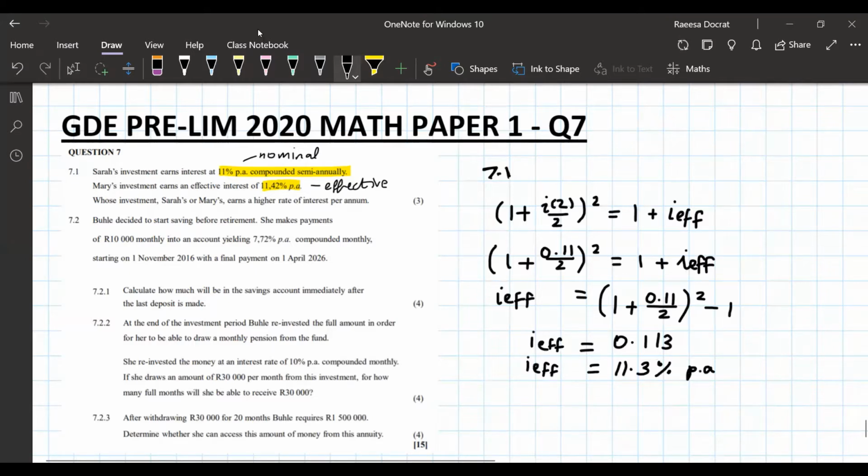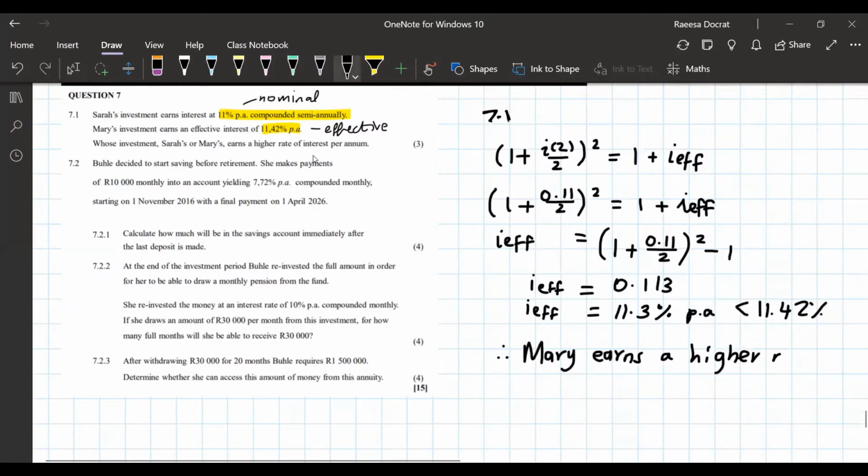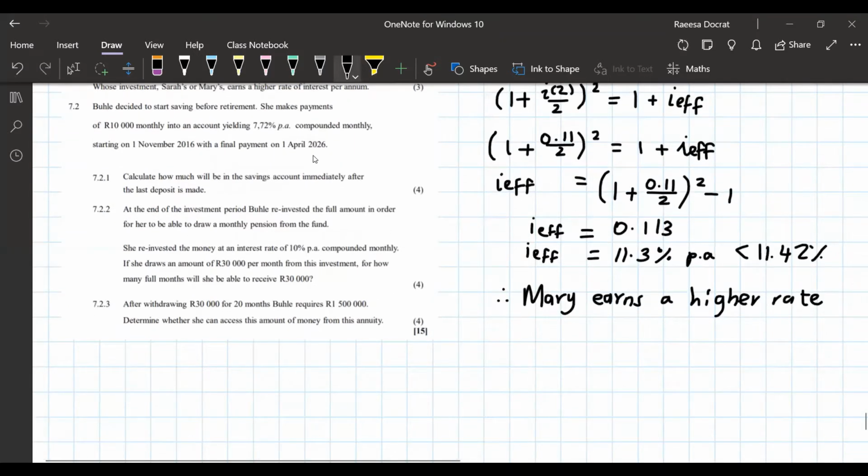Okay, so that was the calculation, and then we have to say what the conclusion is. So who earns a higher interest rate? Well, Sarah's is 11.3% and Mary's is 11.42%. So Sarah's is less than the 11.42%. Therefore, Mary earns a higher rate. And there we have our completed question. So let's have a look at the next one.